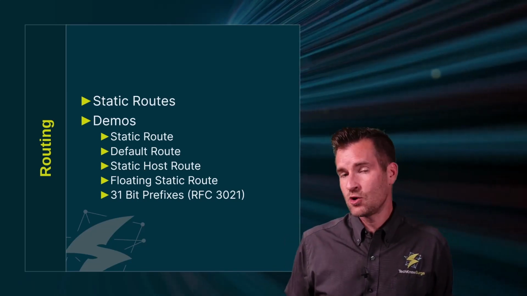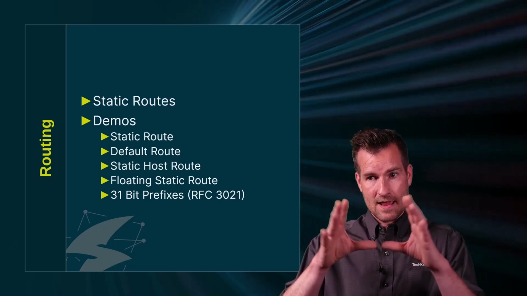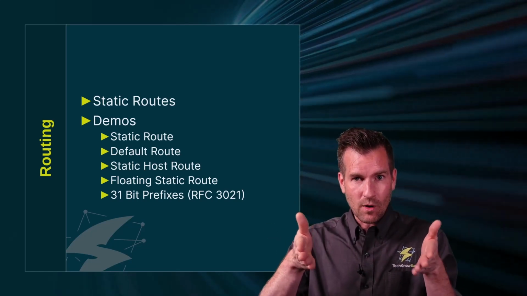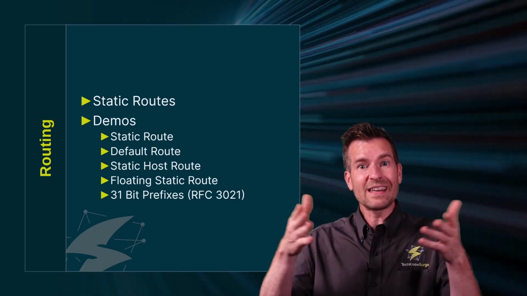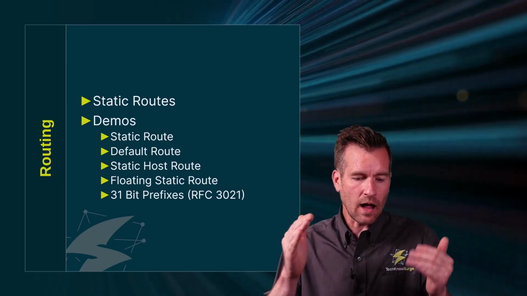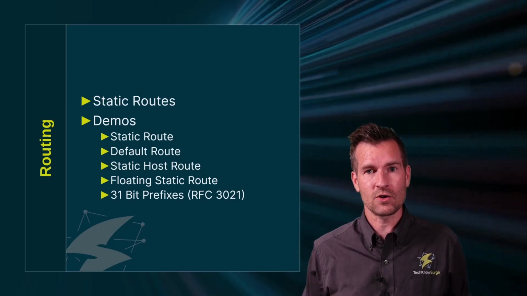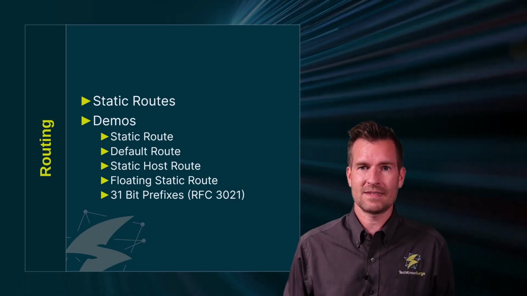Then we'll also get into RFC 3021, which allows us to implement an IP scheme where if it's a point-to-point, we only need 2 addresses across that network. And so we'll get into all of these different types of static routes and do some configuration on our routers with these different types of static routes.